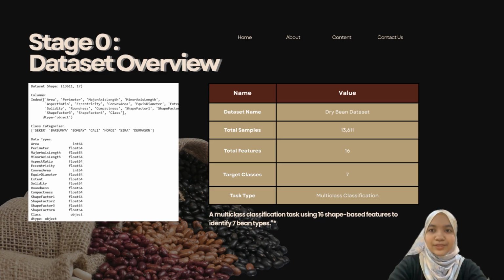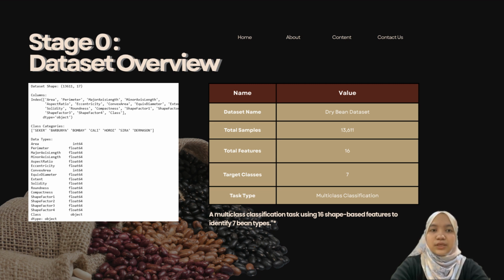For our project, we selected the dry bean dataset from the UCI Machine Learning repository. This dataset contains 13,611 total samples, 16 numerical features, and 7 target classes representing different bean varieties. The task type is multi-class classification.